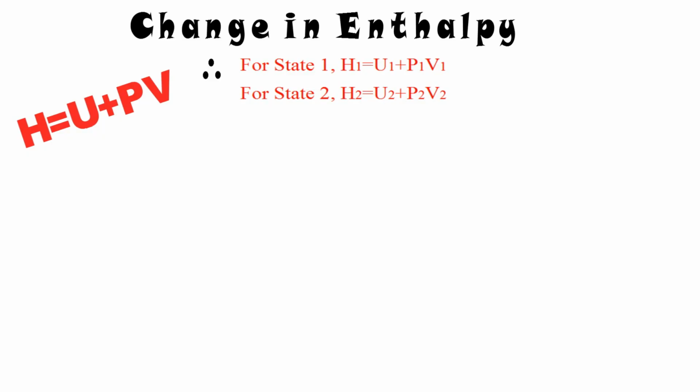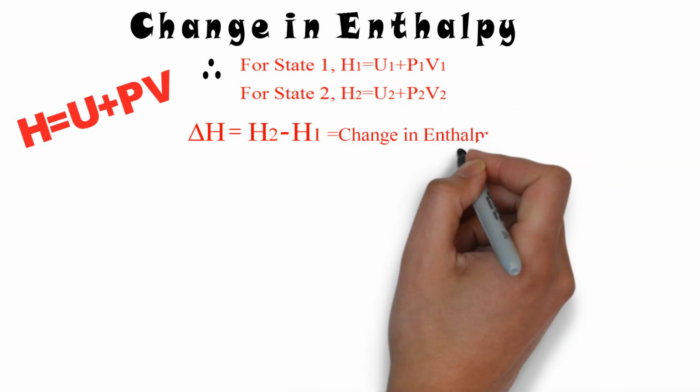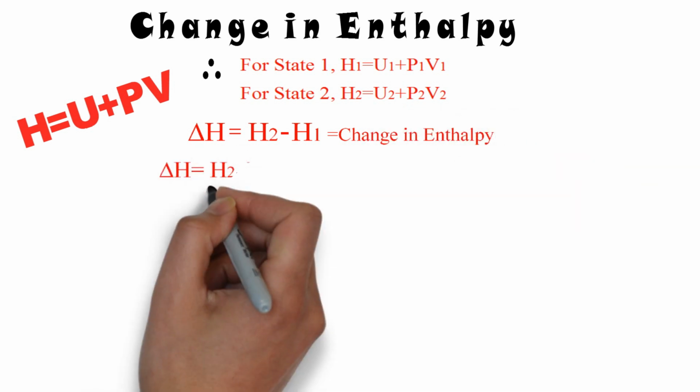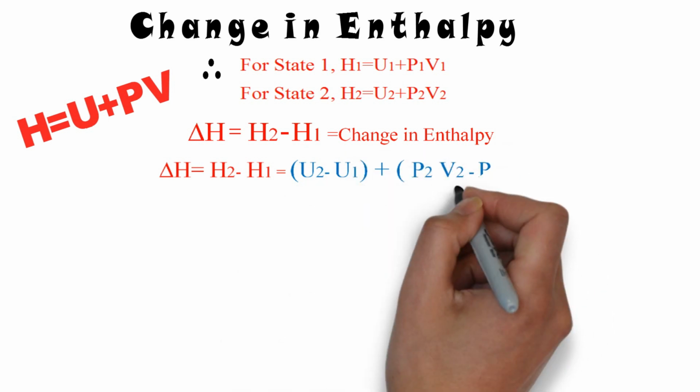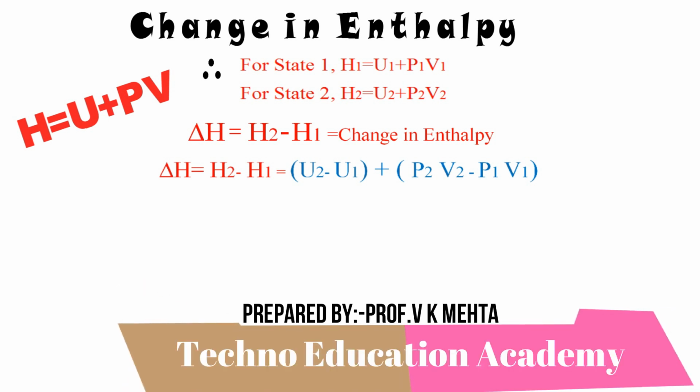So delta H equal to H2 minus H1 is the change in enthalpy. We know that H equal to U plus PV. Put the values of H2 and H1 in the delta H equation. So delta H equal to H2 minus H1, where H2 equal to U2 plus P2 V2 and H1 equal to U1 plus P1 V1. Finally we derive the equation delta H equal to U2 minus U1 plus P2 V2 minus P1 V1.